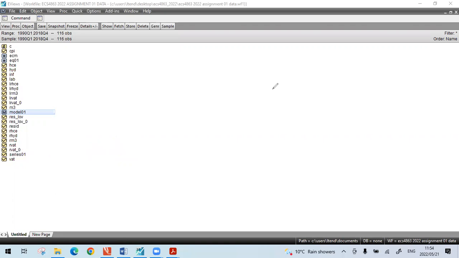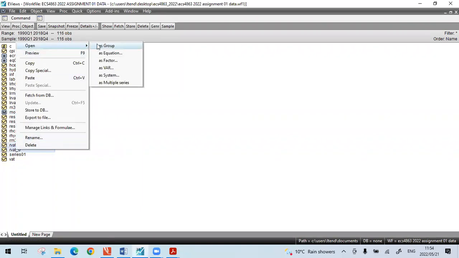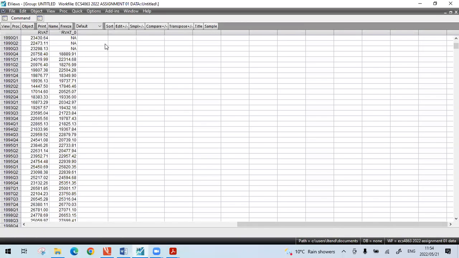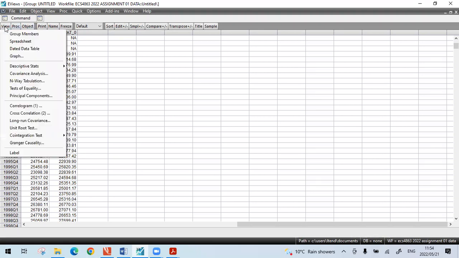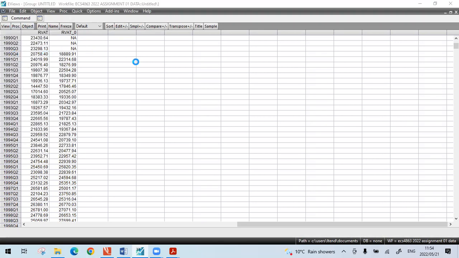How do we open them? You click on this one and the other one that is modeled. You open as group, not as equation, but as group. Look, we have lost some numbers here. Why? Because we're legging. Obviously, for 1990, you will not be able to find that one because it's legged. That's why we are losing some numbers. Don't worry about that. So you go to view, you go to graph.